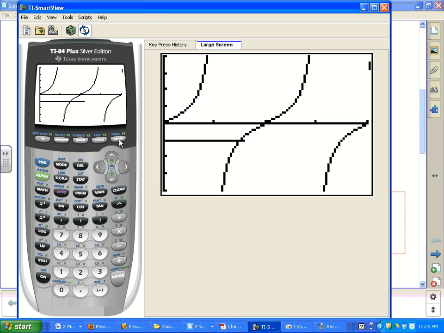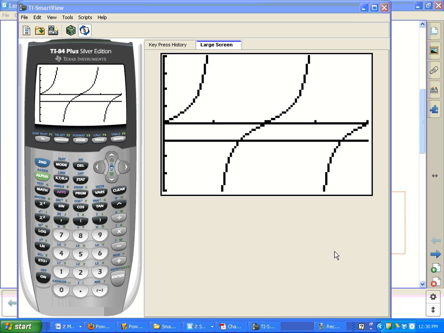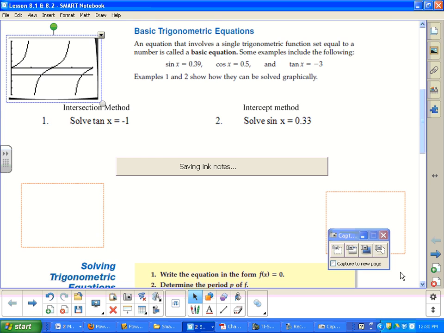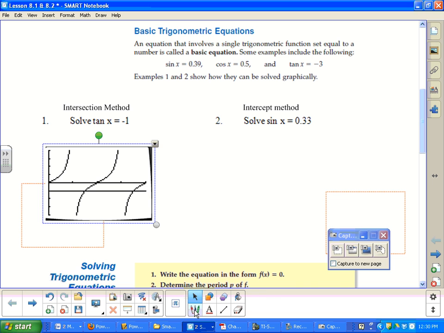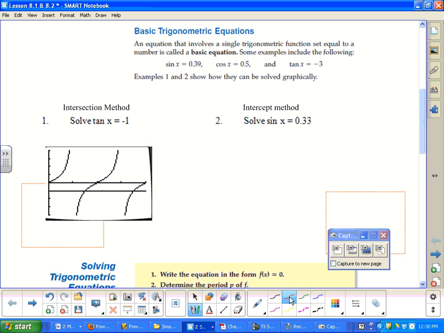So we look at this graph. We know the graph is tangent, but we also know that for tangent, the period is equal to pi, right? Okay. So we can see from this graph that it intersects at 1, or negative 1, in 2 places. Okay. Well, what do we know about these 2 places here?